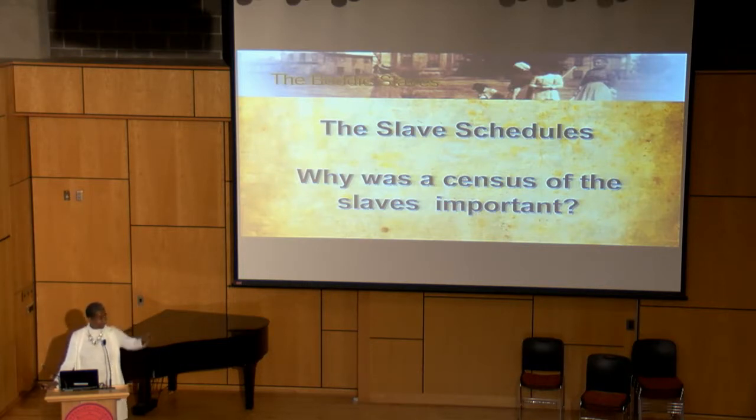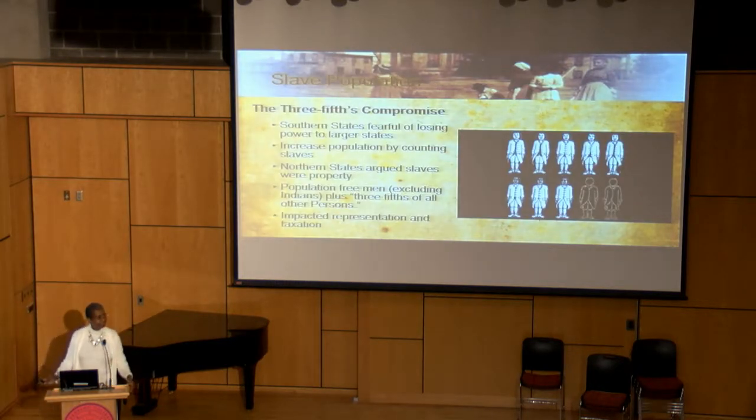Slaves were considered property? Yes, Dr. Freeman. They were property, but they were also counted for representation in voting and in terms of Congress and getting votes counted in the Congress. Three-fifths compromise. Yes, they counted three-fifths of slaves because they were not a whole vote. Yes. So the next slide. Thank you, Dr. Freeman. The three-fifths compromise.